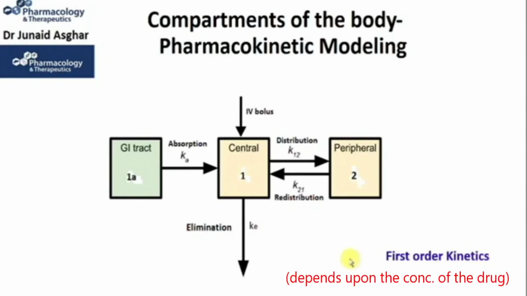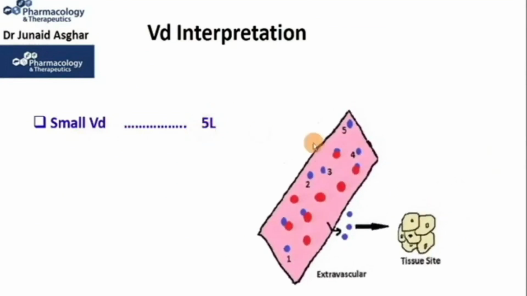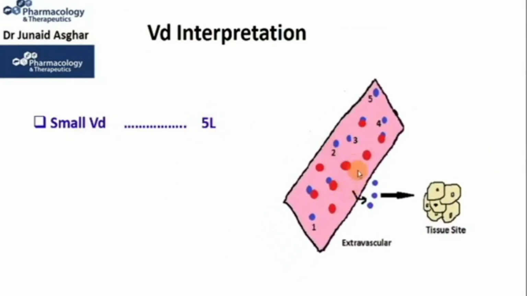Now one thing which I forgot to mention is that the elimination phase is the longer phase because the drug must first diffuse from the peripheral compartment into the central compartment and then it will be eliminated. So it takes a longer time. That's why it's a longer phase. So the drugs that have relatively small VD, for example 5 liters, would largely stay in the intravascular compartment.